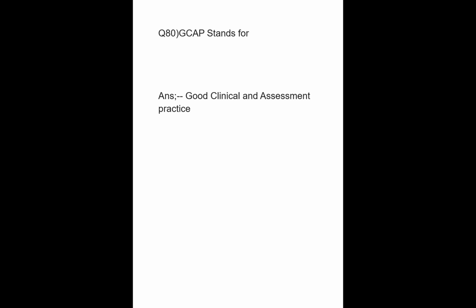Another question from pharmacy: GCAP stands for good clinical and assessment practices. So these all are the 80 memory-based questions of RRB Pharmacy 2025 for the second shift.